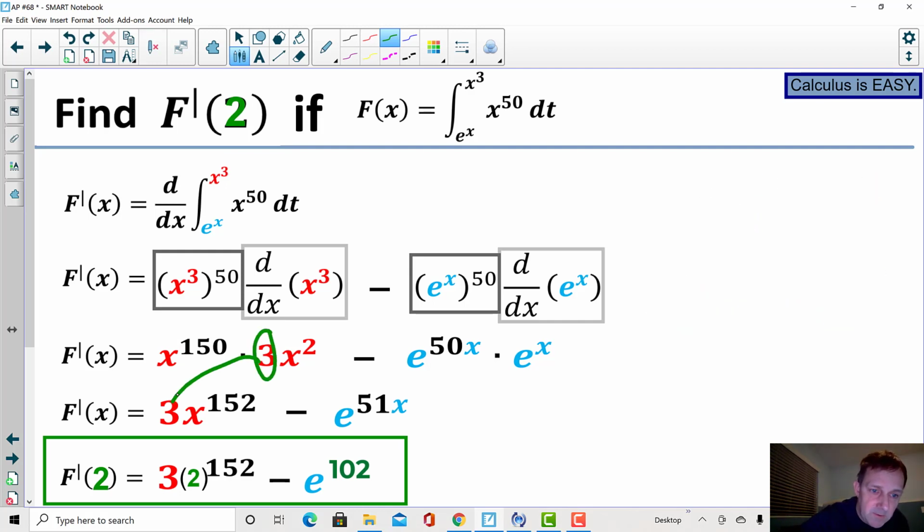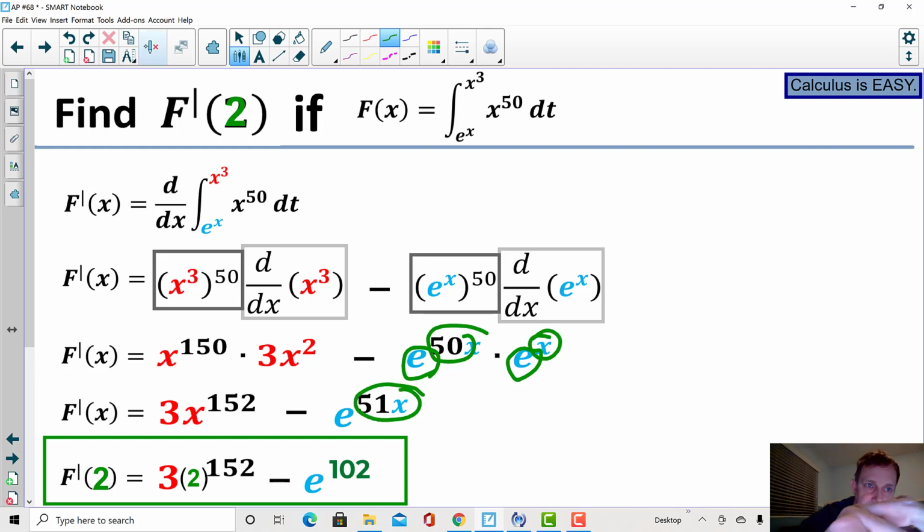You bring the 3 down, but we have x to the 150 times x squared. So you add 150 plus 2, and you get 152 for the power. Same thing over here. e is the base. So we're just going to add 50x plus 1x, and that gives us 51x.